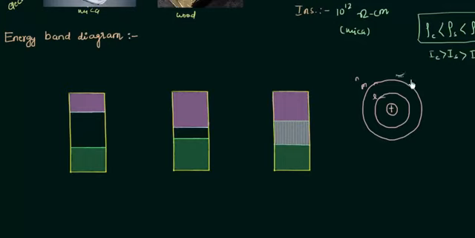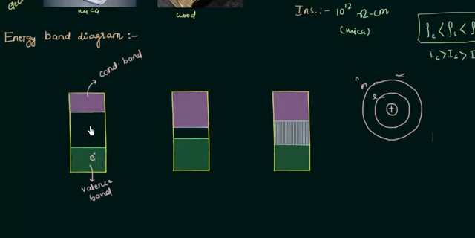This outermost orbit will now split into the valence band and the conduction band. This one is the valence band and this one is the conduction band. So we have a split outermost orbit, and the electron present in the conduction band will participate in the conduction. So if an electron is present in the valence band, we have to move this electron to the conduction band.